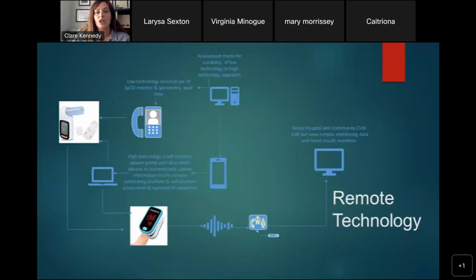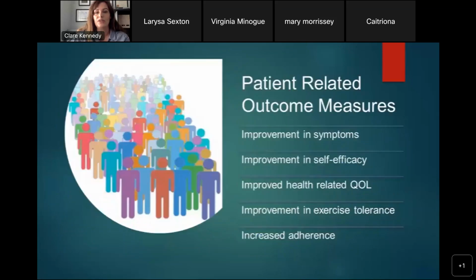For the remote technology, we used both a high-tech and a low-tech approach because we didn't want to digitally alienate anybody. The average age was over 65 among those involved in this proof of concept test. The high technology approach was that the data was sent by Bluetooth directly to a remote monitoring platform. The low tech approach was that the nurses would actually input the information onto the platform, and they would support individuals in terms of how to use the devices. But both the acute hospital and the community had access to the platform, and we could trend responses over time.